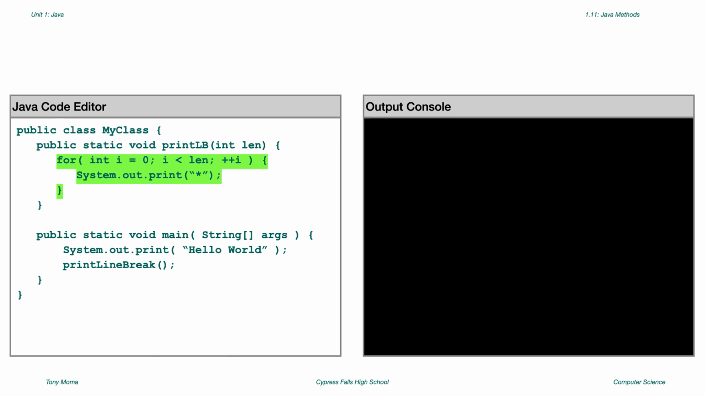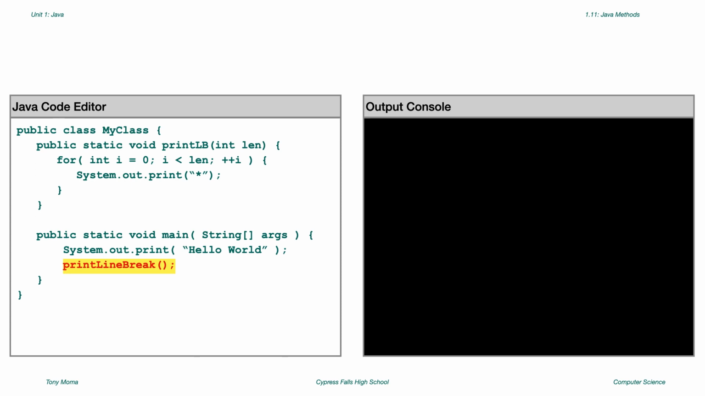Now, with all that said, with this method written as is, this line in the main method will cause an error message for 2 reasons. The first reason is there is no print line break method. Remember, we changed the name of the method to printlb. Thus, there does not exist a method called println_break, thus triggering an error message.